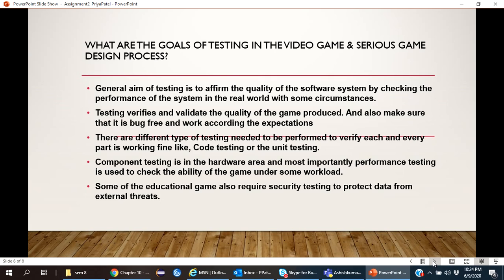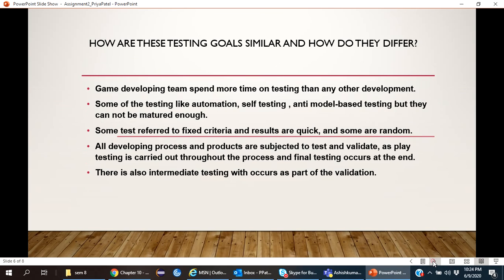There are different types of testing that need to be performed to check that each and every part is working fine, like code testing or unit tests. There is also component testing, which is mainly in the hardware area, but most importantly, performance testing is used to check the ability of the game under some workload. There are also tests like security testing to protect data from external threats, which is mainly used in educational games. It can also be used in video games, but sometimes that kind of testing requires some extra money. So how are these testing goals similar and how do they differ?